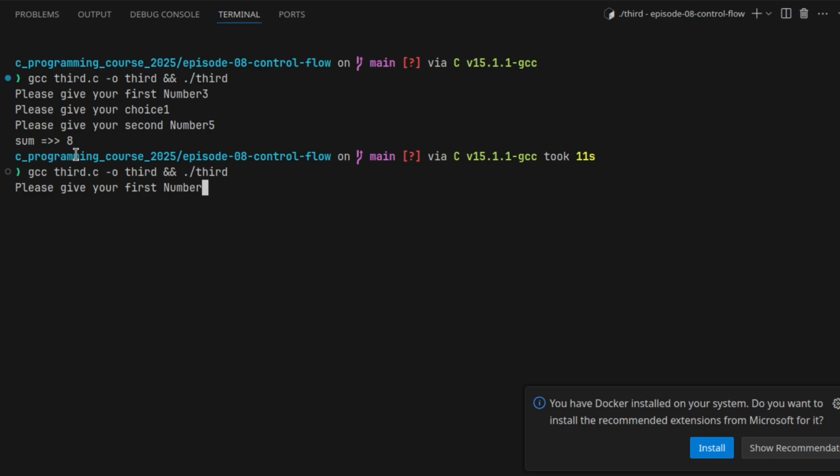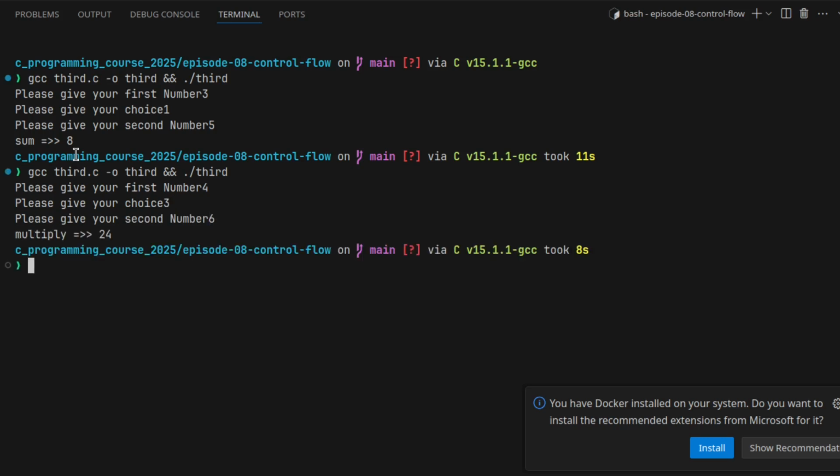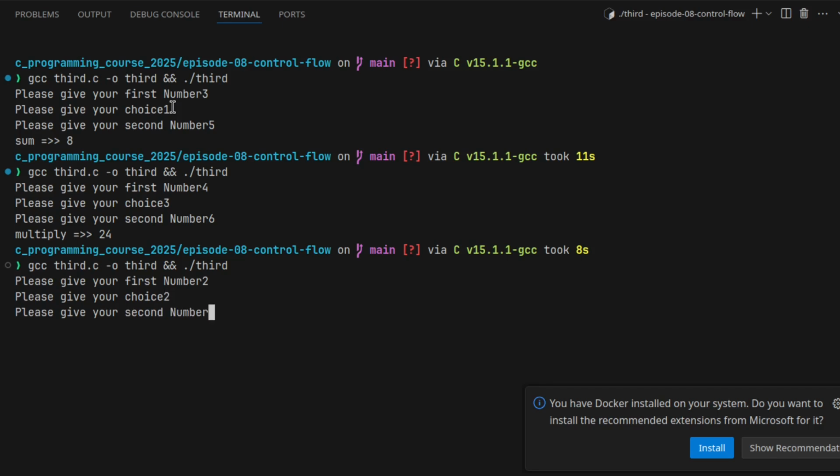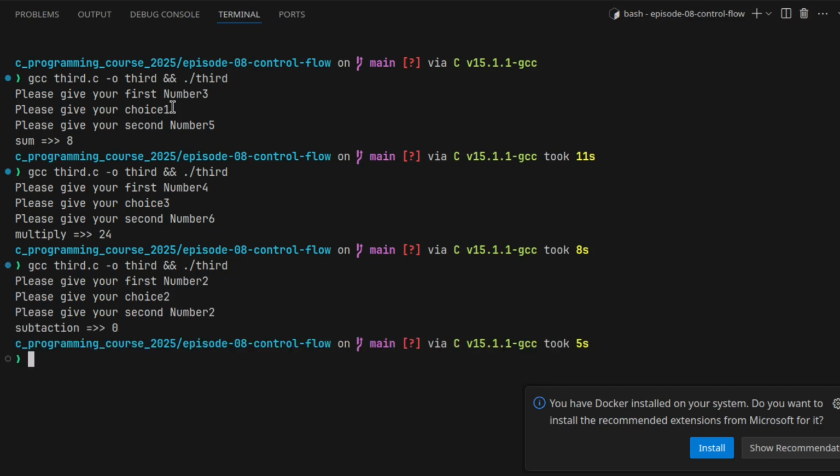Please give your first number. I say 4. Please give your choice. I say 3. Please give your second number: 6. 4 times 6 is 24. All things are going good. Let's choose 2. Give your choice 2. Give your second number 2. Subtraction is 0. Very good.